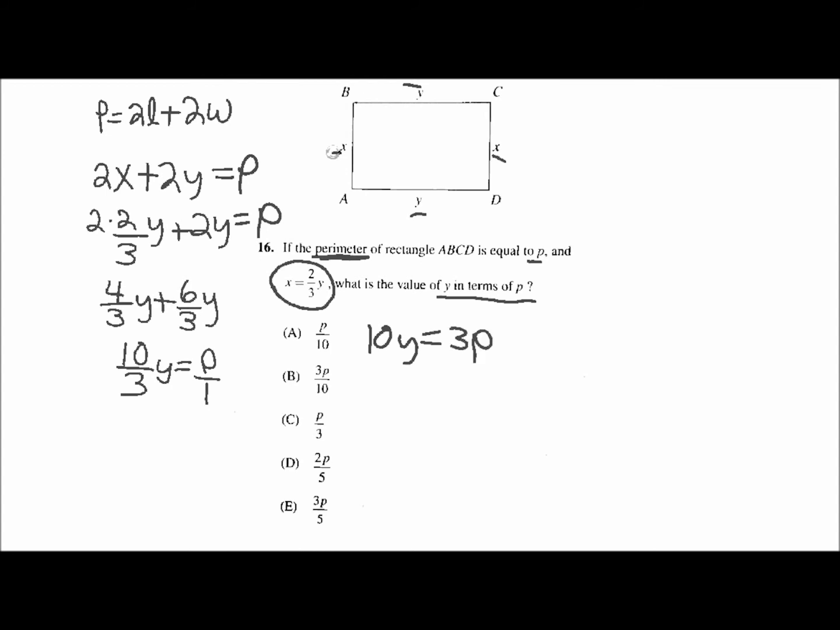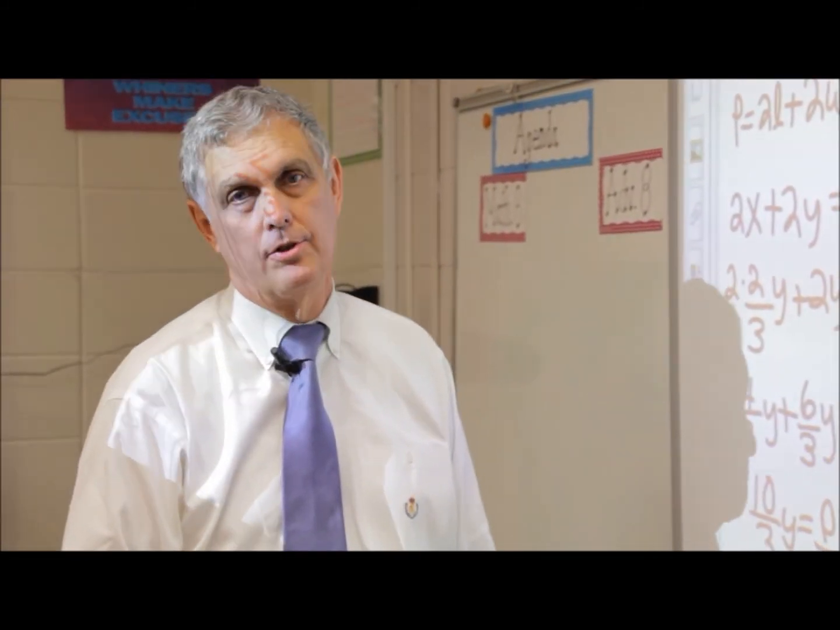Now we have y on one side, p on the other, but I got to get rid of this 10 over here. What you do to one side, of course, you got to do the other. We're going to divide by 10 on both sides. These 10s will go away, and we're going to have y equals 3p over 10. Now look at your answers down through here, and you'll see that B is our correct solution.